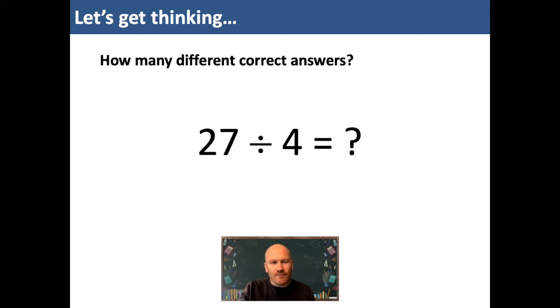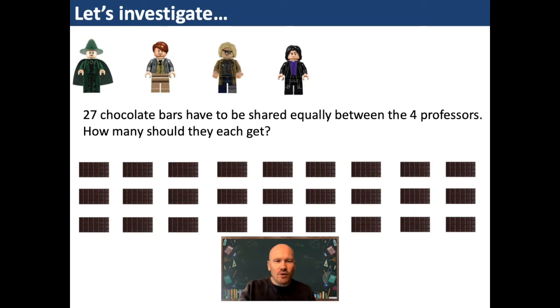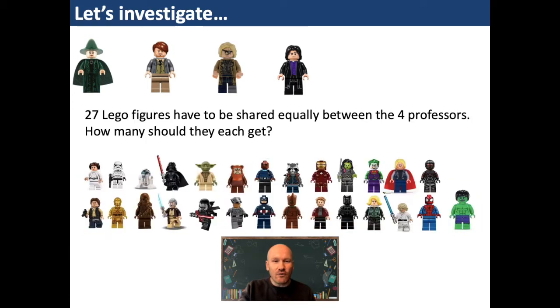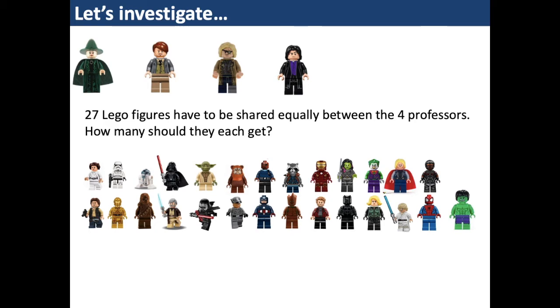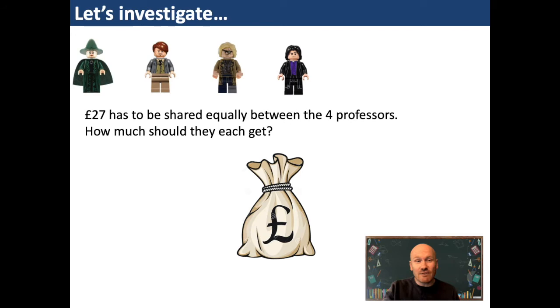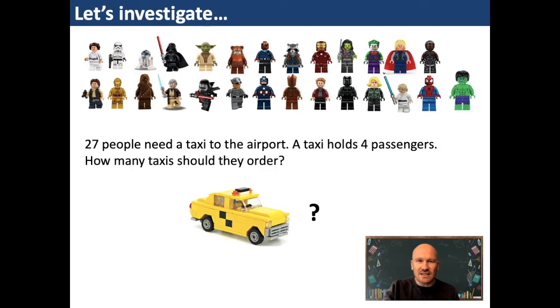So to begin with, 27 chocolate bars have to be shared equally between the 4 professors. How many should they each get? Next question, 27 Lego figures have to be shared equally between the 4 professors. How many should they each get? 27 pounds has to be shared equally between the 4 professors. How much should they each get? And lastly, 27 people need a taxi to the airport. A taxi holds 4 passengers. How many taxis should they order?